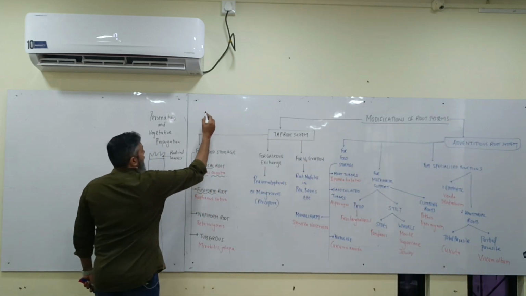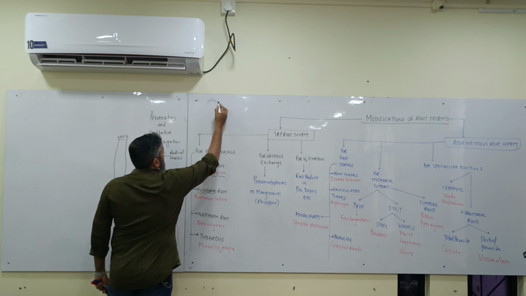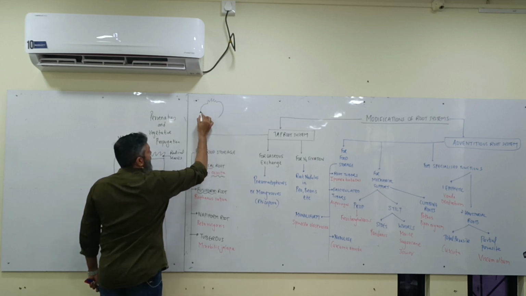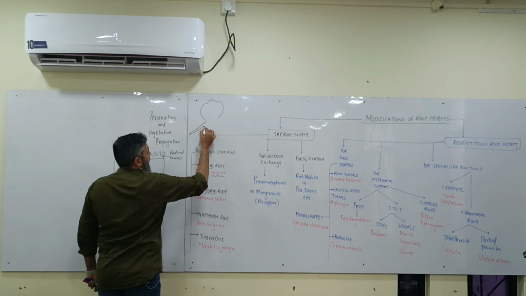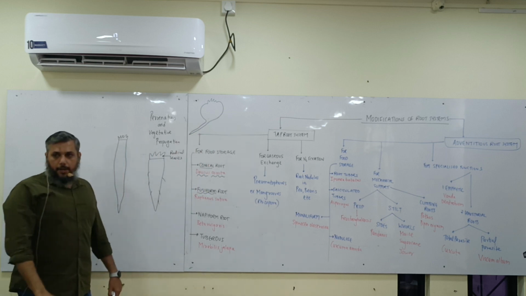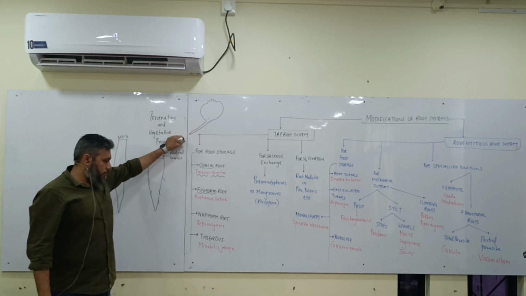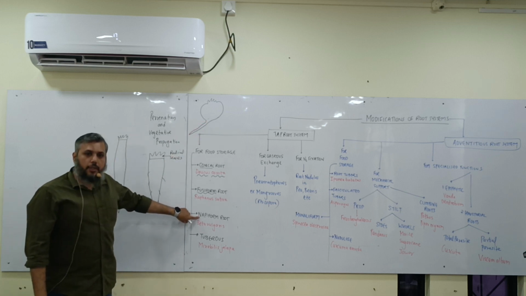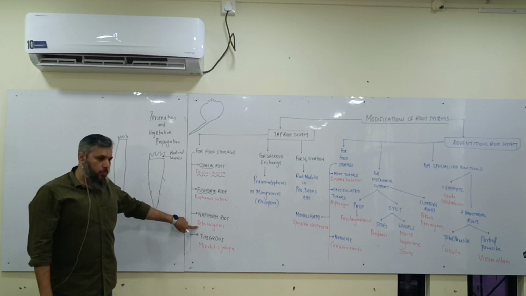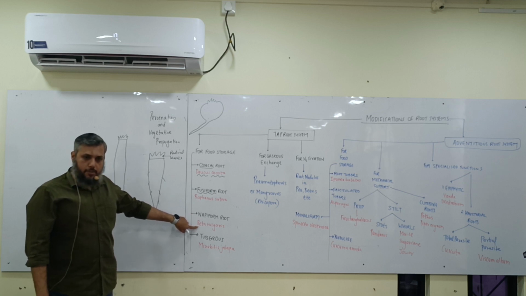Napiform roots. Here see. They are swollen at the base, but they suddenly taper. Look at the shape. It is swollen at the base, but it suddenly tapers. That shape is called which shape? Napiform shape. Example is what? Beta vulgaris.